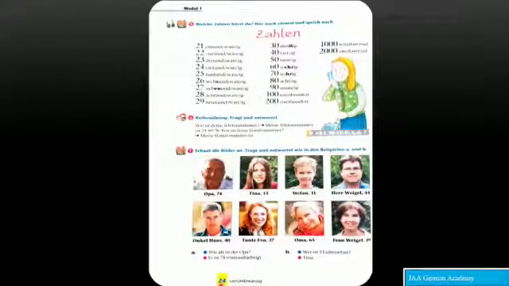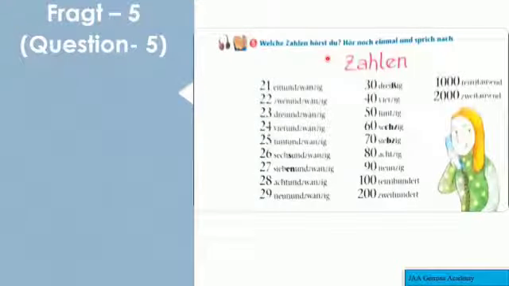So this is the 3rd page of this chapter. Frage 5, question 5. Welche Zahlen hörst du? Hör noch einmal und sprich nach. So in this question we are asked to hear what numbers we are saying, and then you have to speak along.